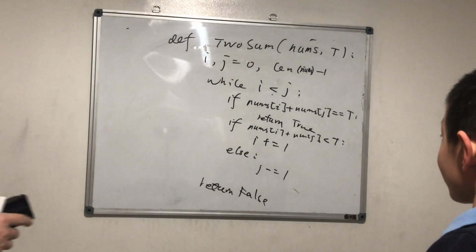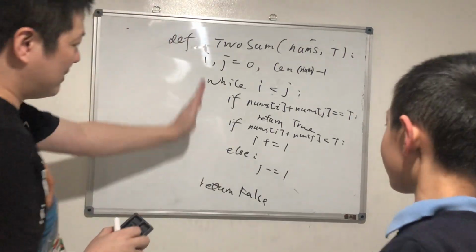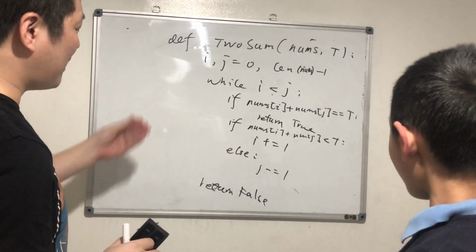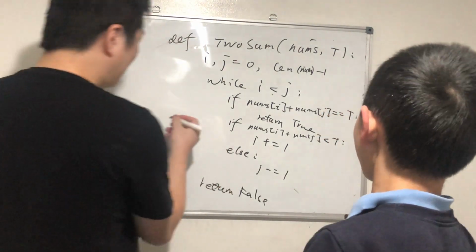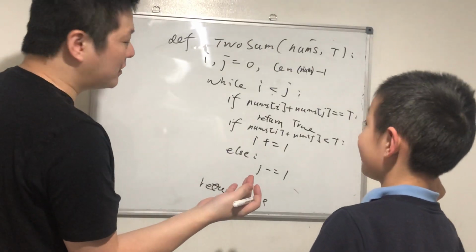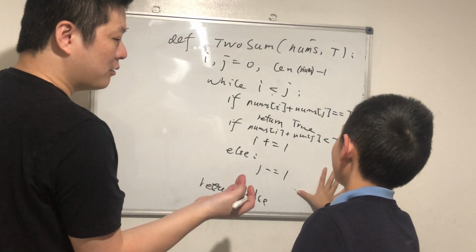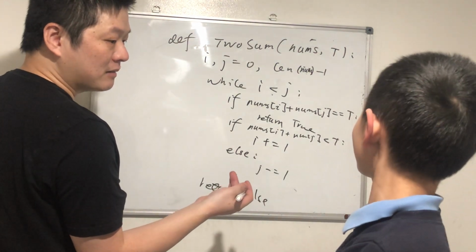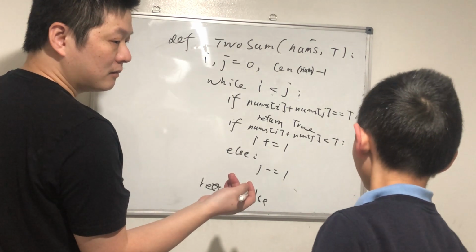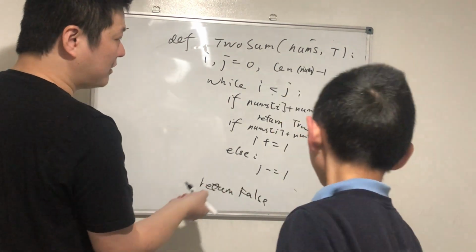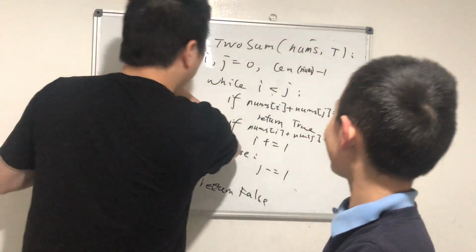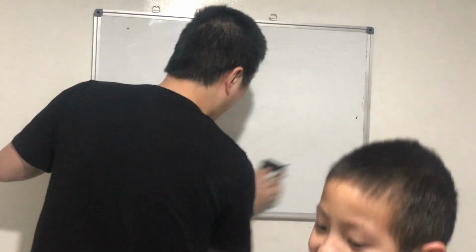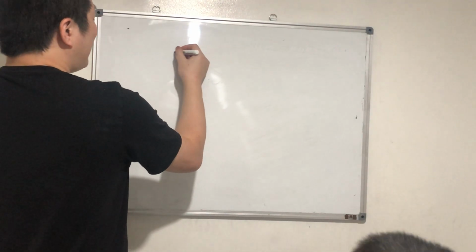Now another look. This is O(n) time. And what's the space complexity? Where are we using space here? Is there any space we need to use? Nope. So it's O(1), constant. O(1) constant. And how about another example?